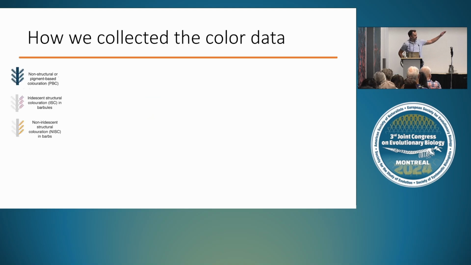So here are the three different forms of color that we collected data on. So non-structural or pigment-based colors can be produced anywhere in a feather. I just have a little cartoon of a feather there. Iridescent colors, like in that hummingbird, are found in the smallest parts, the feather barbules. It doesn't really matter for this talk. But if you have questions about that, I'm happy to talk later. And then non-iridescent structural colors are another form of structural color, but those are produced in the barbs, those yellow parts of the feather.